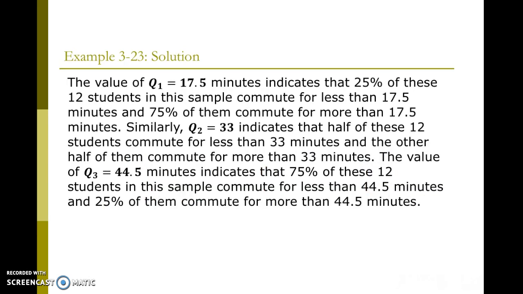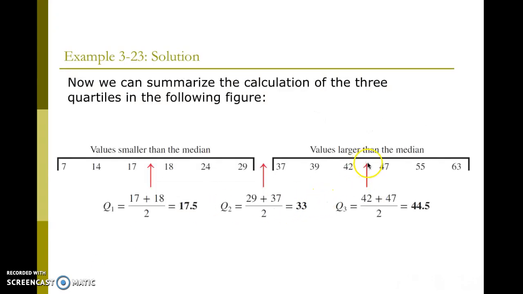So the value of the first quartile is 17.5. The value of quartile 2 is 33. So half of the students commute for less than 33 minutes, and the other half commute for more than 33 minutes. And then we have 44.5 minutes. So now we know that 75% of the students commute for less than 44.5 minutes, which would be here. And then we have a few that commute a little bit longer than that.